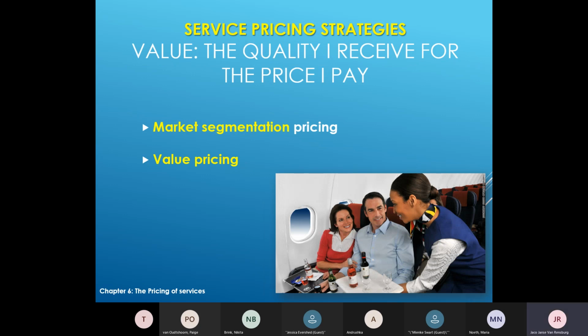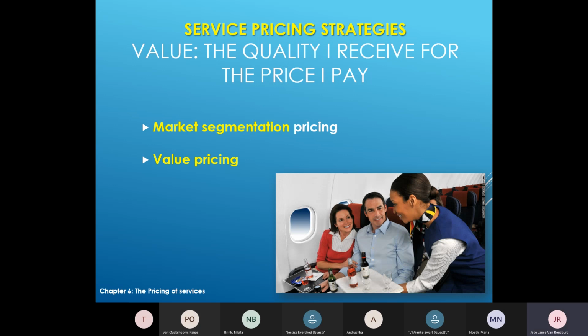Right, value could also be the quality I received for the price I pay. Now, your market segmentation pricing. Your market segmentation pricing is when the service organization charges different prices, for instance, to groups that have a different perception of quality. For example, you may have a service organization or a service provider that offers a reduction in price to senior citizens, for instance, because they know that those people will support their service during the times that their regular customers are actually at work.